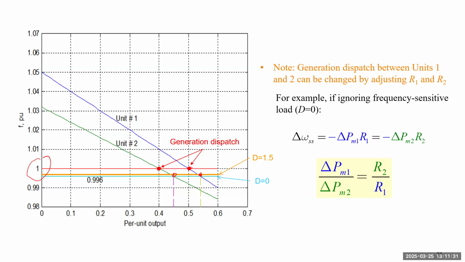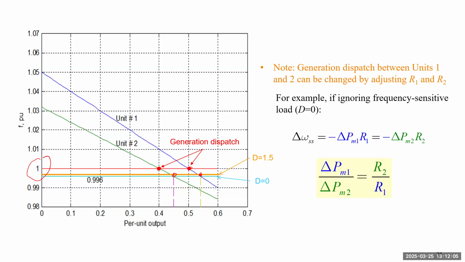But anyway, the new generation dispatch among the two units or generators will not give you the optimal cost, will not give you the minimal cost. It doesn't represent the most economical operation because the new generation doesn't meet the original dispatch. Which means if you don't recover frequency back to 60 Hertz, the actual generation output of the units may be different from your economic dispatch.